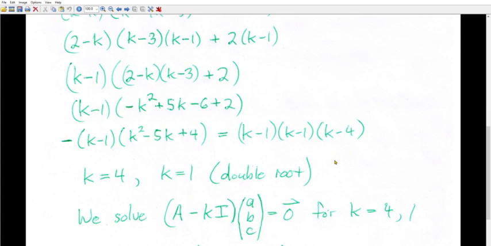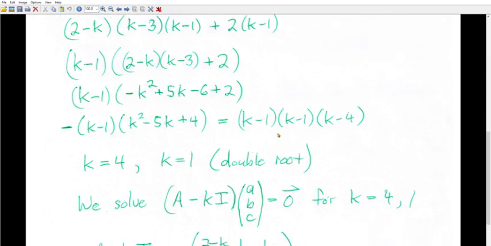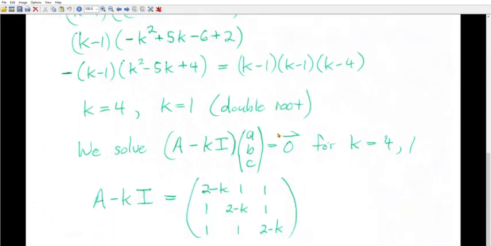And we can see what the roots are. K is 4, and K equals 1, which is a double root. The next step is to solve A minus KI times ABC equals 0 for K equals 4 and 1. And that's going to give us our eigenvectors.